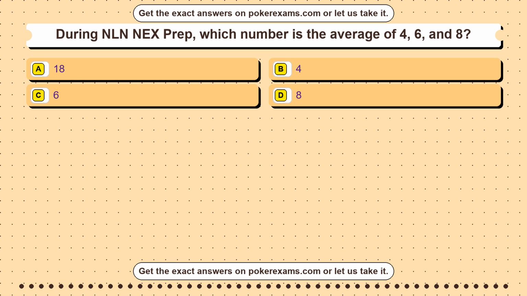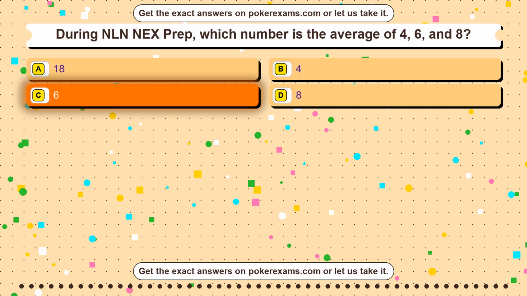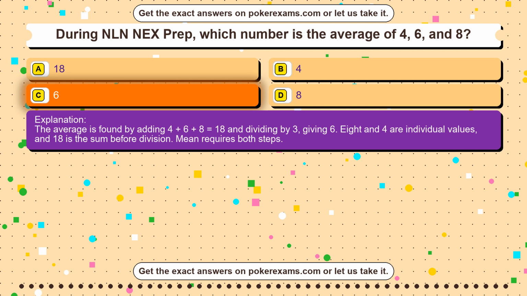Question 31. During NLN NEX Prep, which number is the average of 4, 6, and 8? Option A 18. Option B 4. Option C 6. Option D 8. The correct answer is option C. 6. The average is found by adding 4 plus 6 plus 8 equals 18 and dividing by 3, giving 6. 8 and 4 are individual values, and 18 is the sum before division. Mean requires both steps.